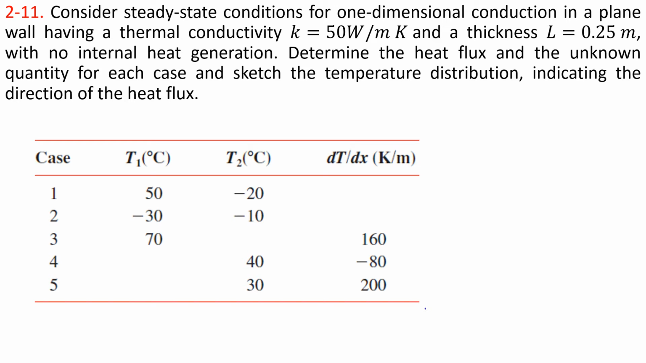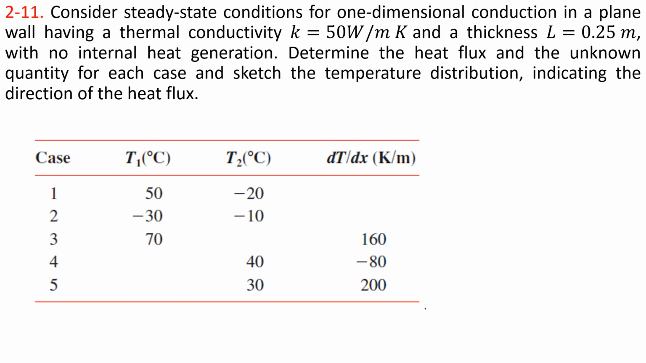At a time, two values are known. For example, in case 1, the values of T1 and T2 are known. For case 3, the values of T1 and dt by dx are known, and for case 4, the values of T2 and dt by dx are known. At a time, we know two values. We have to find the third quantity, and for each of these cases we have to find the heat flux.